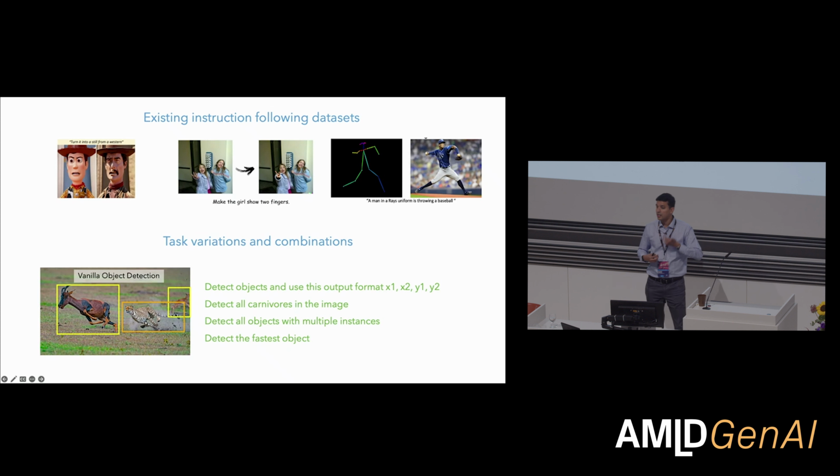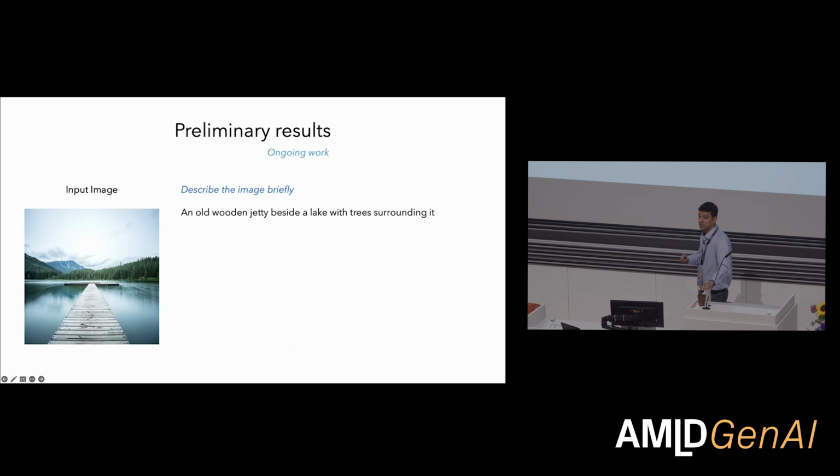But then you could say, detect all carnivores in the image, which means the model must not just detect animals, but it must also look at its knowledge base from pre-training to say which of these animals are carnivores and only output those bounding boxes. Or you could say, detect all objects which have multiple instances from that category, which now forces the model to not just detect boxes, but also do some counting. And of course, you can come up with many such creative ways of expanding today's computer vision datasets into instruction fine-tuning datasets.